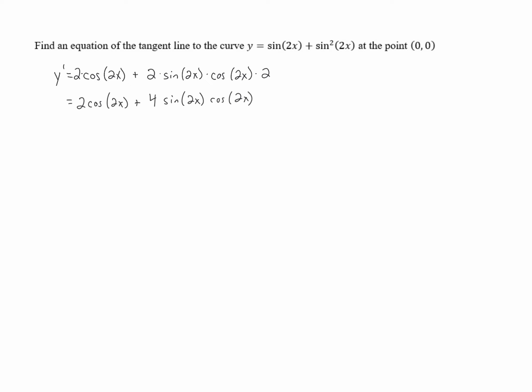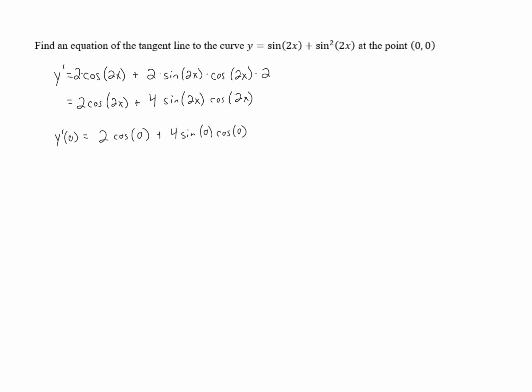That is the derivative, but we need to know the derivative when x equals 0, because that's going to give us the slope of the tangent line at that point. So we want y prime at 0. When we do that, we're going to have to evaluate cosine of 0 and sine of 0. So we've got 2 cosine of 0, 2 times 0, 0, plus 4 sine of 0 cosine of 0.